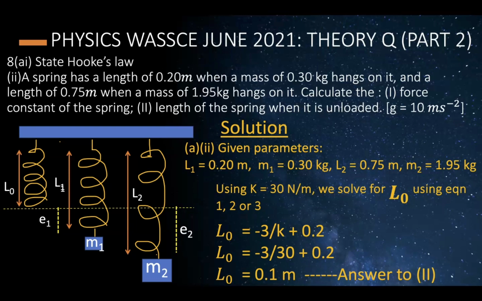So in this example, we are using equation 3. So that new value you get for k, just substitute it into equation 3, which is what you have here, right? This equation, and that automatically gives you L0, and the value we have is 0.1 meter. So this is your final answer.